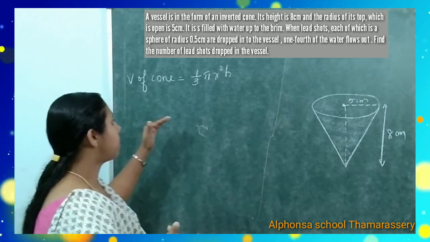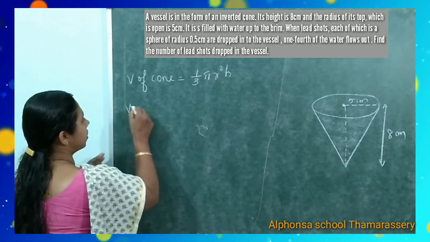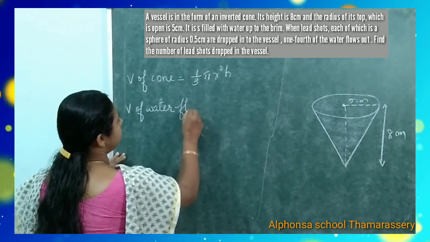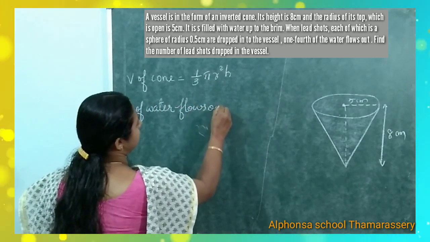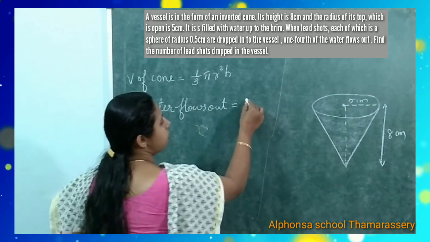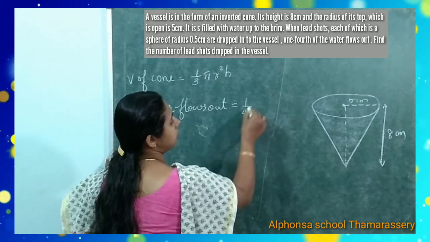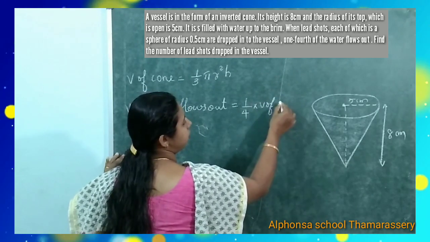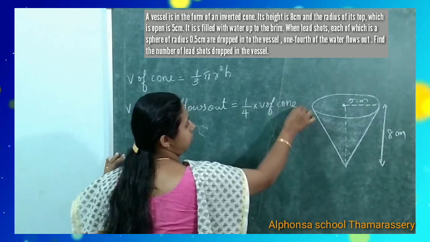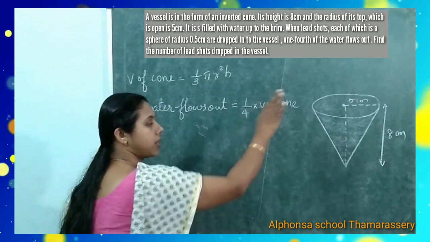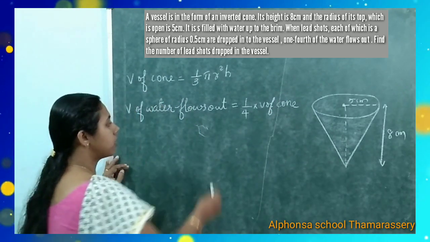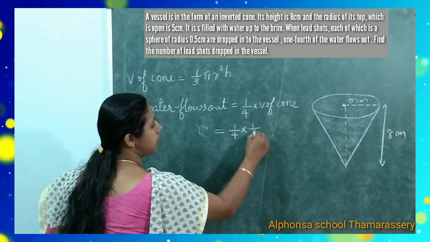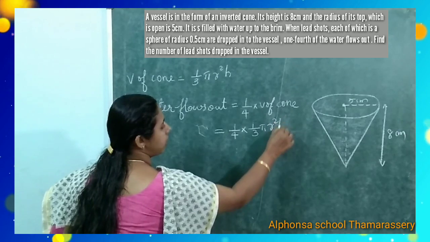So the volume of water that flows out is equal to 1/4 of the volume of water in the cone, or 1/4 of the volume of the cone. That will be equal to 1 by 4 into the volume of the cone, which is 1 by 3 pi r square h.